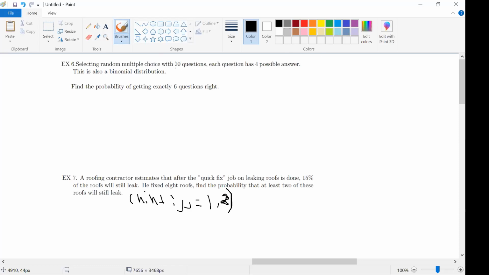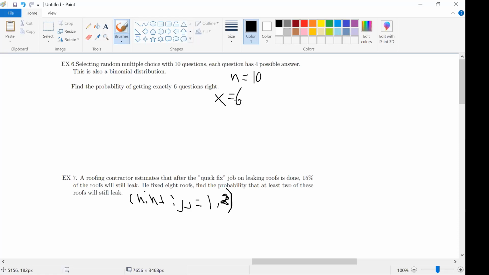So here we have 10 questions. So we already know right off the bat, n is equal to 10. We want to get exactly 6 right in this case, for this class, 6 out of 10 is 60%. That's passing. So we will know the odds of exactly barely passing, if you want to put it that way. So in that case, we have 6 successes.